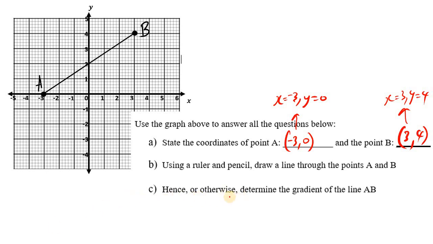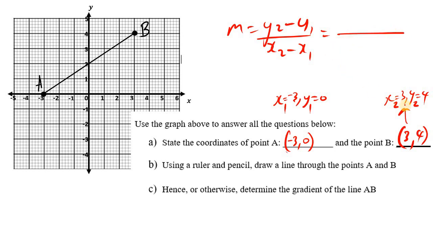Next, it says, hence or otherwise determine the gradient of the line AB. Now the gradient can be found using the formula y2 minus y1 over x2 minus x1. So we have to label these, right? So this is point A, so this is going to be x1, y1. And this is going to be x2, y2.